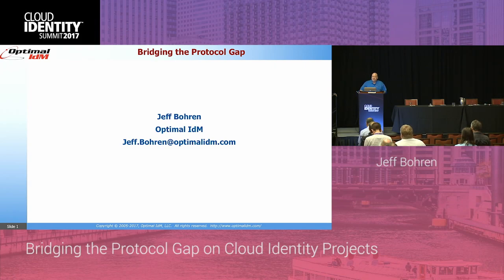All right, thank you. Welcome to the Pragmatic Enterprise Track and the Cloud Identity Summit 2017. My name is Jeff Bohren. I'm from OpenID, and I'm here to talk about how to bridge the older Federation protocols such as SAML2, WS-Federation, and WS-Trust with the newer protocols such as OAuth2 and OpenID Connect.